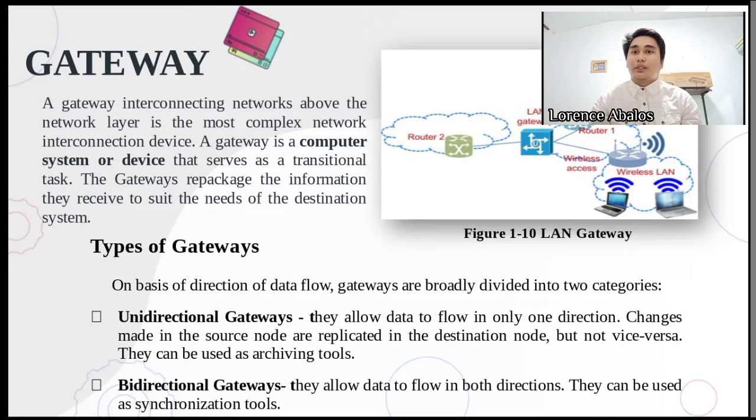NAT types. There are 3 types of NAT. Static NAT. What is static NAT? In this case, a single public IP address is mapped to a single private IP address, implying that a private IP address is turned into a public IP address. Number 2. Dynamic NAT. In this type of NAT, multiple private IP addresses are mapped to a pool of public IP numbers. Number 3. Port address translation.